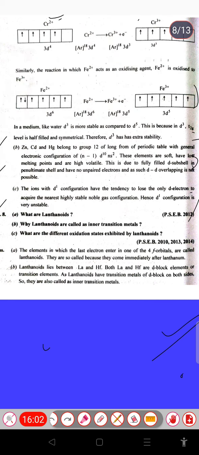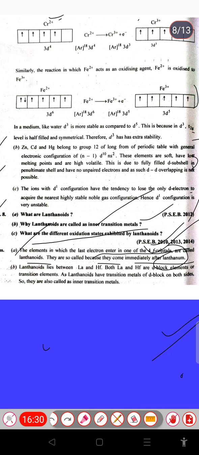Next main question, which is a most important question and is asked again and again. First question: what are lanthanides? Second, why are lanthanides called inner transition elements? And third, the different oxidation states exhibited by the lanthanides. So what are lanthanides? The elements in which the last electron enters one of the 4f orbitals are called the lanthanides, and they are so called because they come immediately after the lanthanum element.